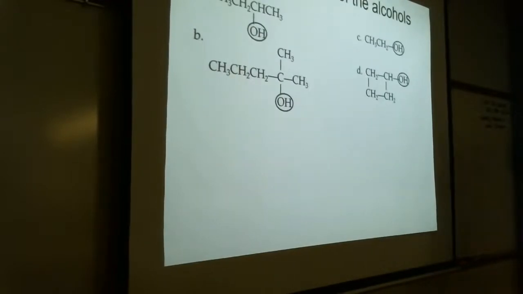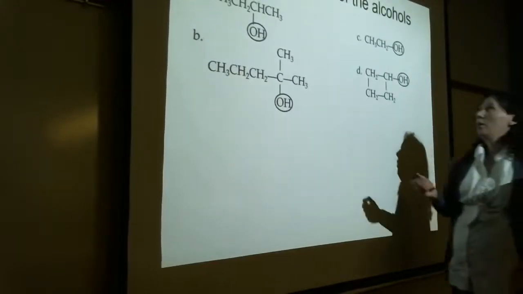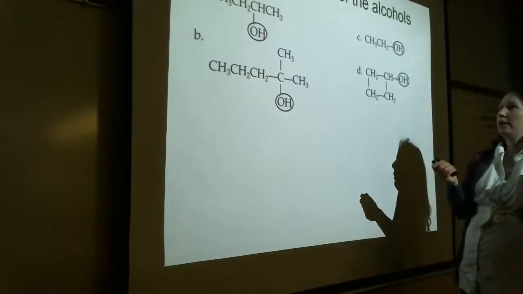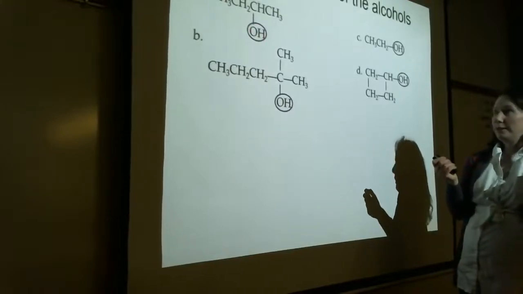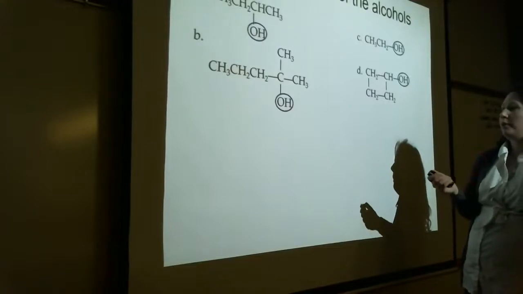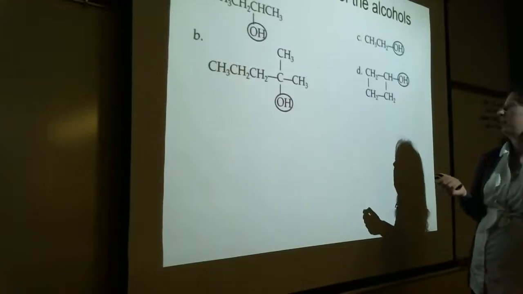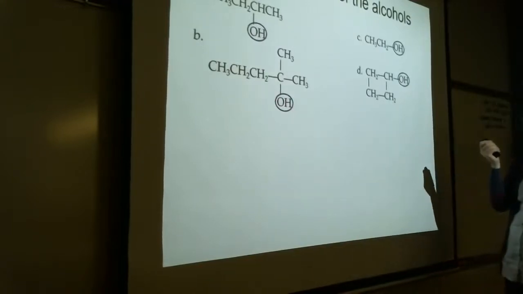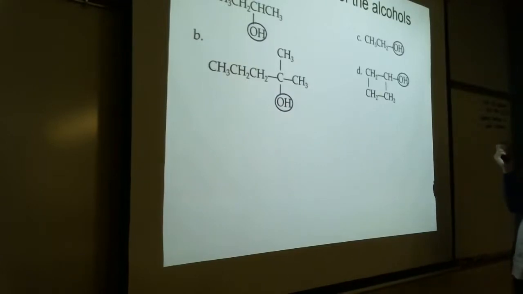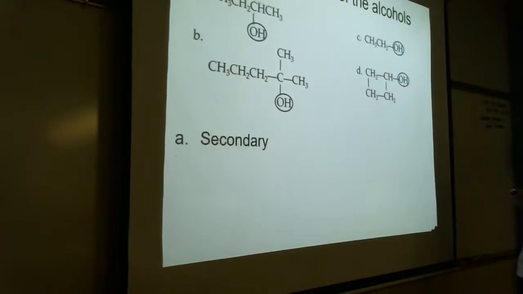So let's just go over these verbally. What kind of alcohol? Primary, secondary, or tertiary? That'd be secondary. Good. What about this one? That'd be tertiary. Good. What about this one? Primary. Good. And then what about this one? It's in a ring. Well, what's that carbon attached to? It's attached to 2 other carbons, so it'd be a secondary. Good.